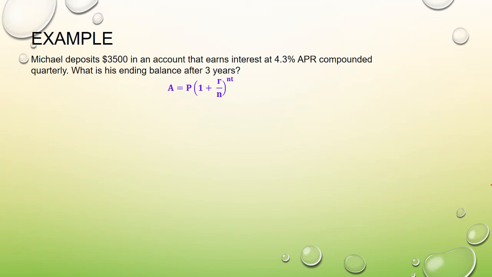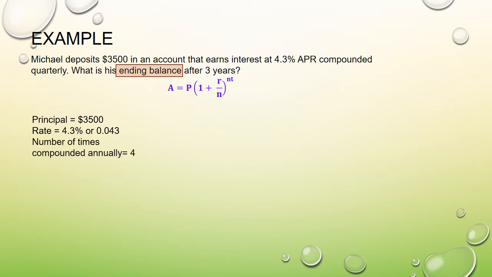So, we're looking for the ending balance. You need to determine which variable represents the ending balance. In this case, it is going to be A. So if we're looking for A, we need to know what P is, what R is, what N is, what T is. So P is the initial amount started, which is the principal, and that's $3,500. R is the rate, which is 4.3%. Convert that percentage to decimal by moving it 2 decimal to the left, giving you 0.043.